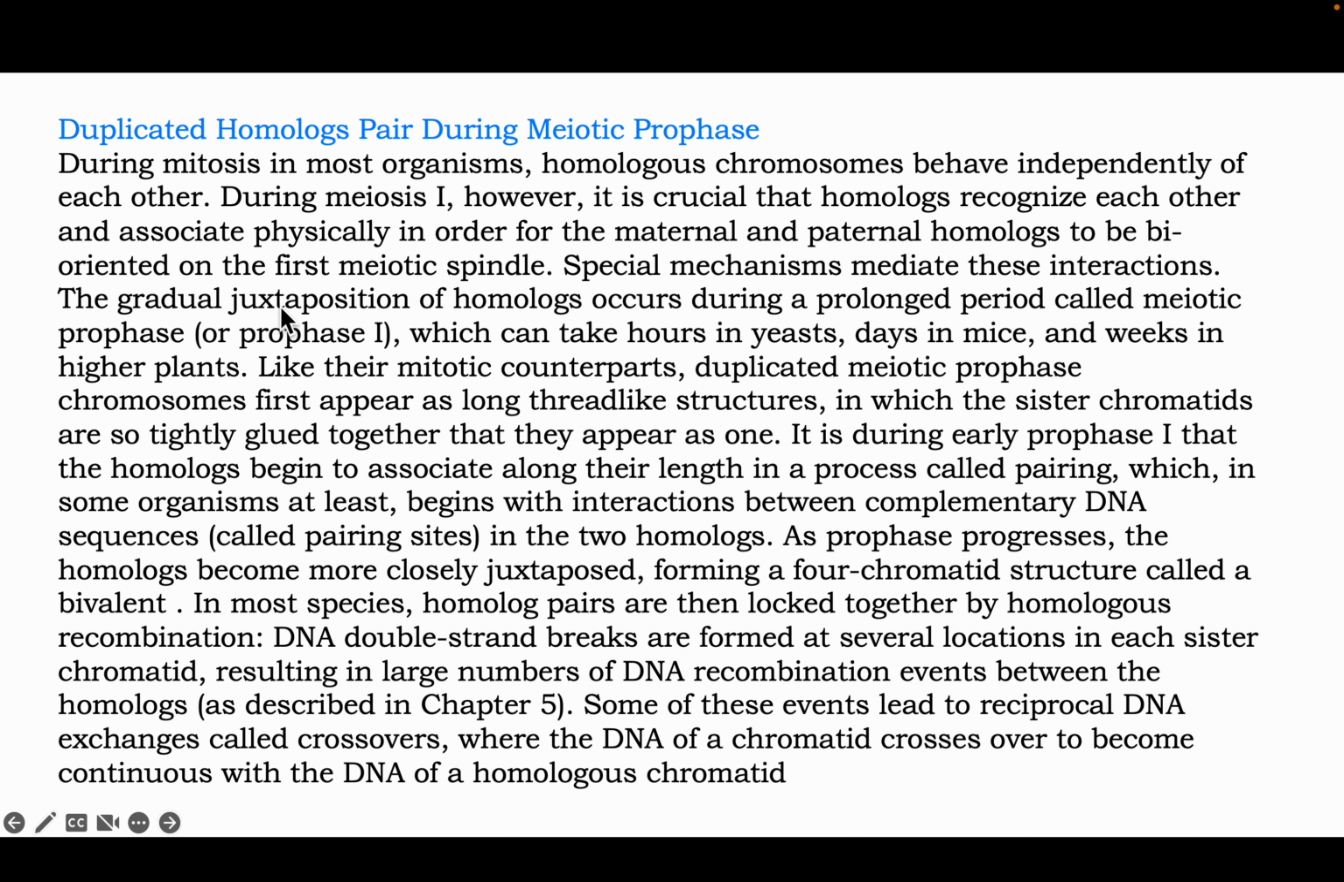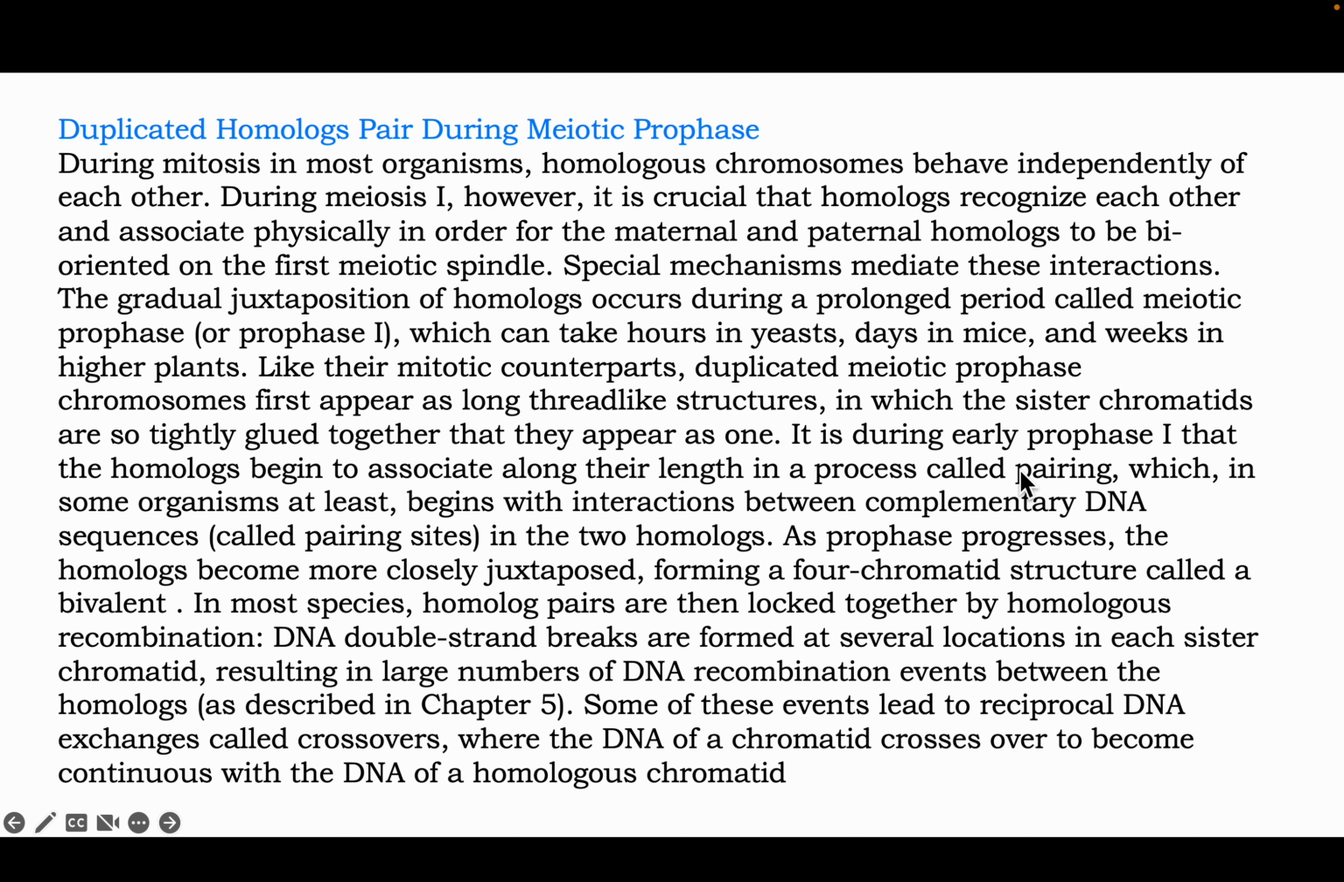The gradual juxtaposition of homologues occurs during a prolonged period called meiotic prophase, which can take hours in yeast, days in mice, and weeks in higher plants. Like their mitotic counterparts, duplicated meiotic prophase chromosomes first appear as long thread-like structures in which the sister chromatids are so tightly glued together that they appear as one.